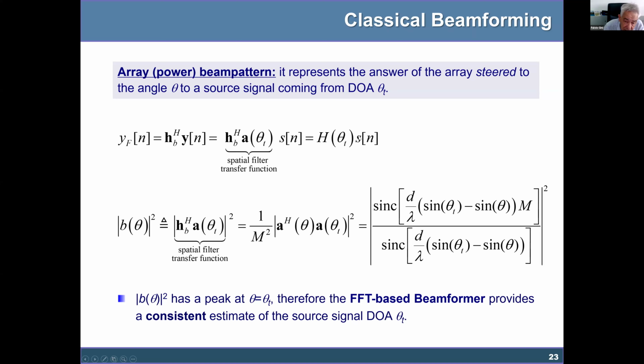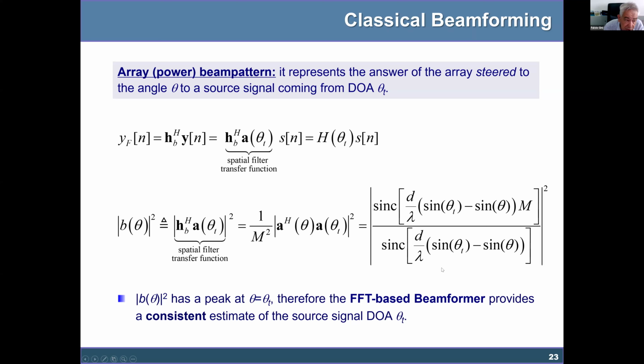The output is the generated signal that multiplies this term here. And this term here is the transfer function of the spatial filter, which is called beam pattern. And so the modulo of this quantity is what we call beam pattern, and the modulo square is the power beam pattern. If the array is Euler, the power beam pattern is the modulo square of the ratio of these two sinc functions.